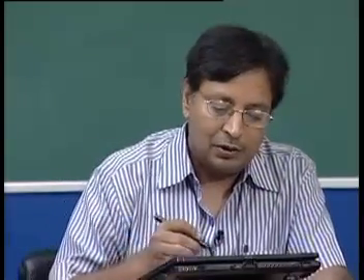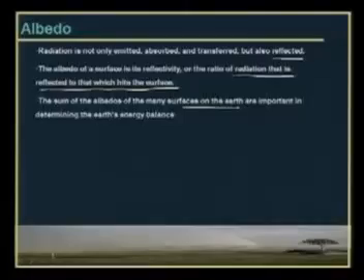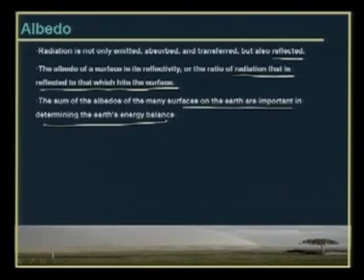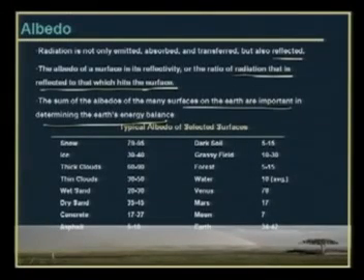So the sum of the albedos of many surfaces on the earth is important in determining the earth's energy balance. So it's not only the absorption, it's not only the long wave radiation or the short wave radiation, the role played by the ground, the role played by the clouds or aerosol, but it is the reflectivity of the surface, or albedo, that is also very important. To give you a little feel as to what surface gives what kind of albedo, you can see here. For example, look at the snow, okay.